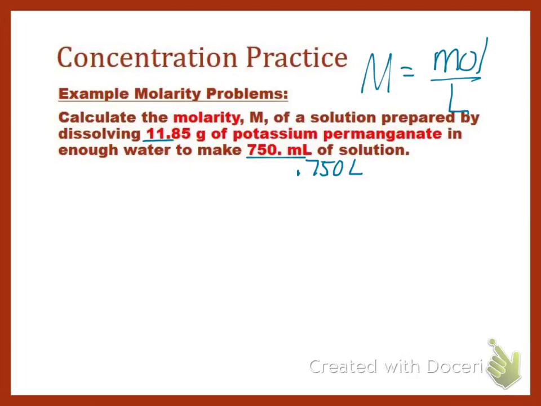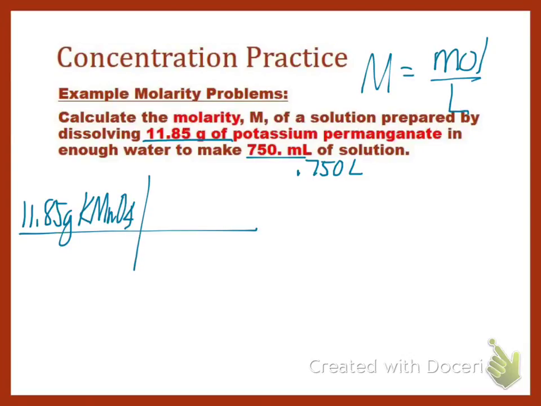So we're going to turn the grams of potassium permanganate into moles. So we have 11.85 grams of potassium permanganate. And we need moles, so we're going to use the molar mass. The molar mass of that is 158.04 grams per 1 mole.